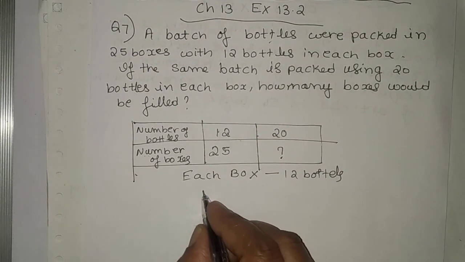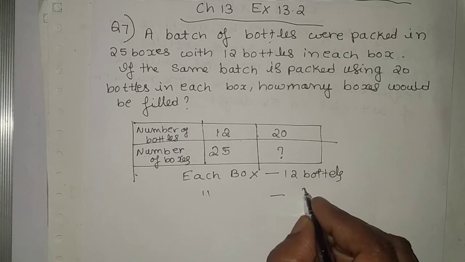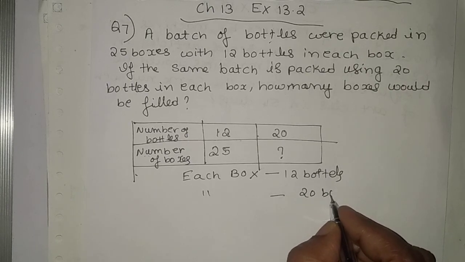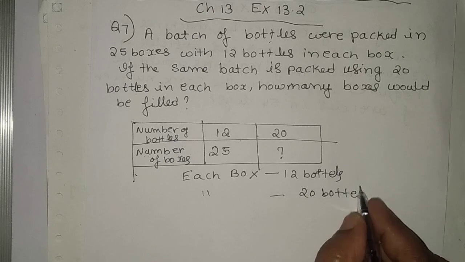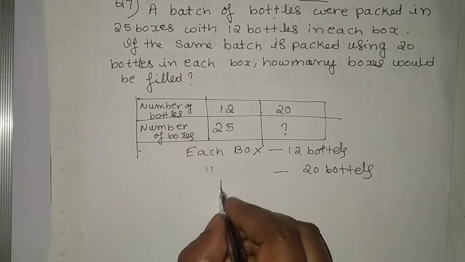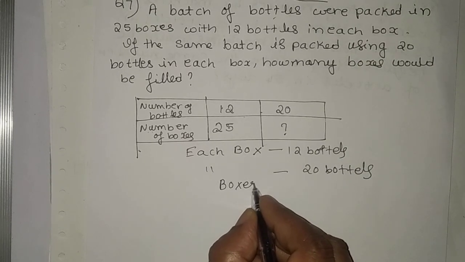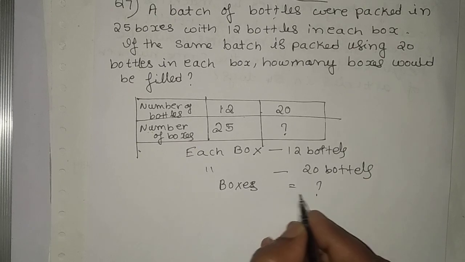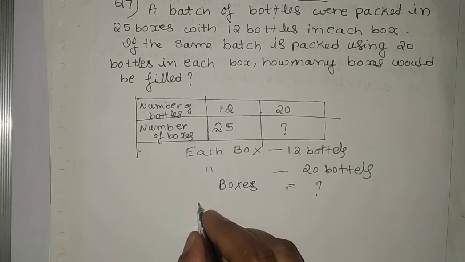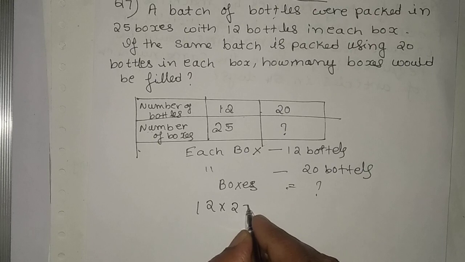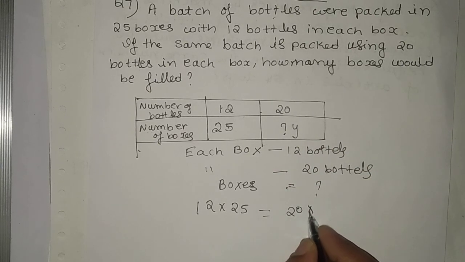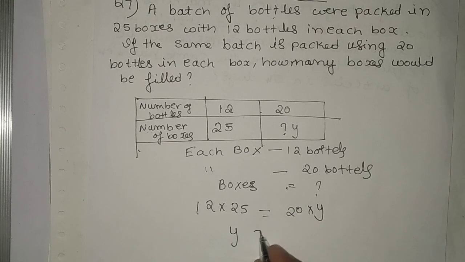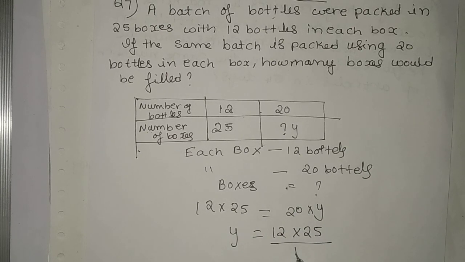Now next is each box with 20 bottles. So now how many boxes do we have to find out? Boxes is equal to how much? So now what happens? 12 into 25, this is y, therefore 20 into y. Therefore y is equal to 12 into 25 by 20.